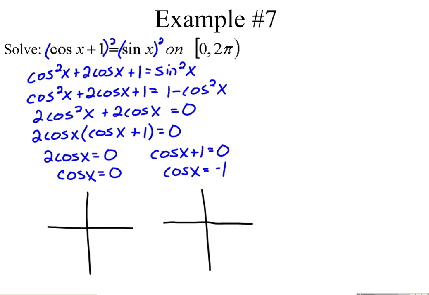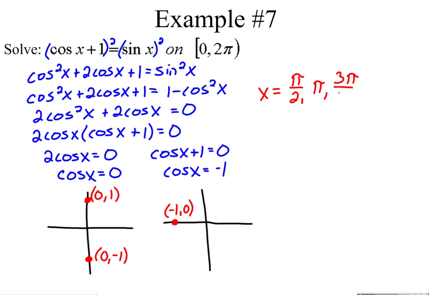First one, cosine is 0. Quadrantal angles, x-coordinate correlates to our cosine value. So where is cosine equal to 0? That happens right here at 0, 1, and down here at 0, negative 1. Second factor, where is cosine equal to negative 1? That happens over here at negative 1, 0. So our three solutions appear to be at pi over 2, pi, and 3 pi over 2.